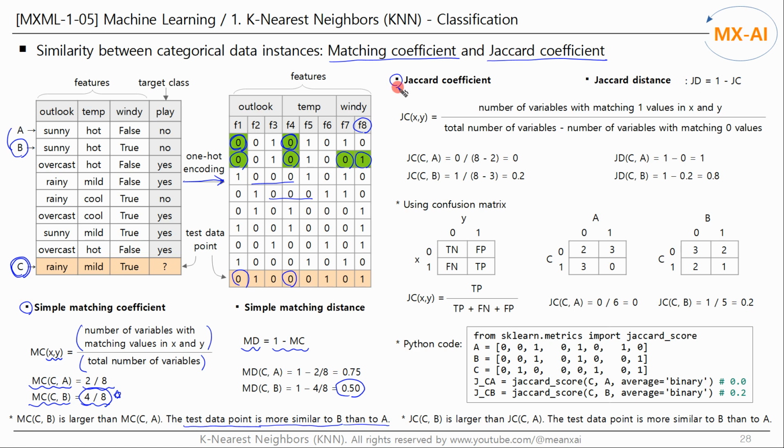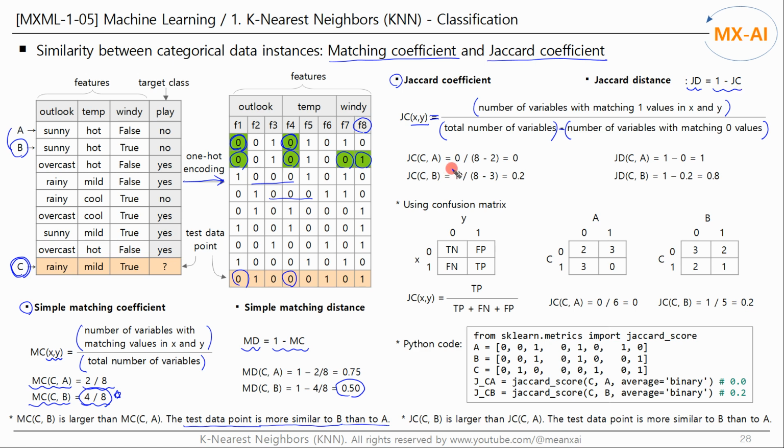Next, let's look at the Jaccard coefficient. For two data instances x and y, the Jaccard coefficient, or index, is defined as the ratio of the number of variables with matching 1 values in the two instances to the total number of variables minus the number of variables with matching 0 values. And the Jaccard distance is defined as 1 minus the Jaccard coefficient.